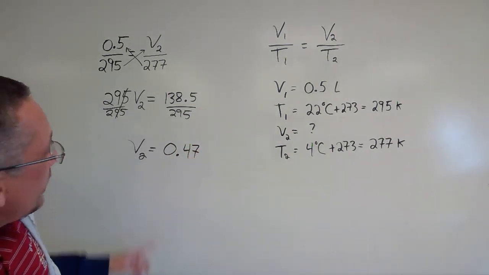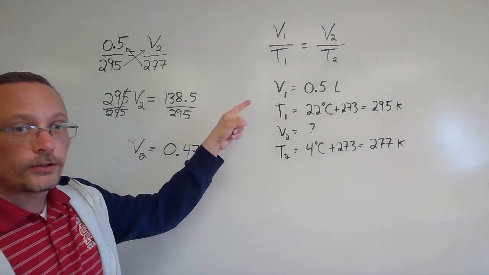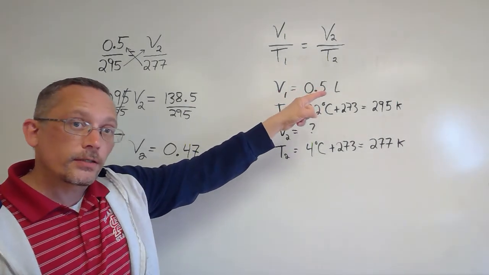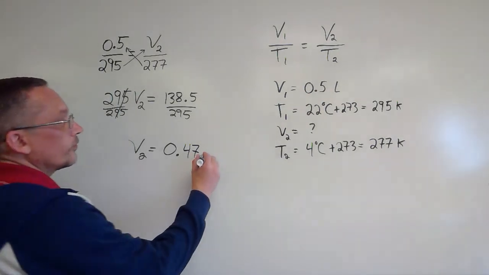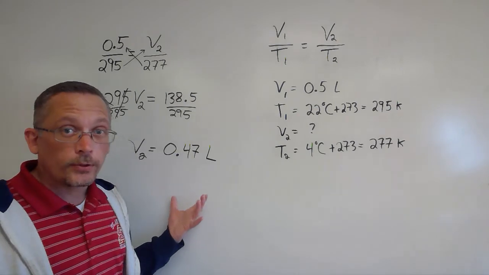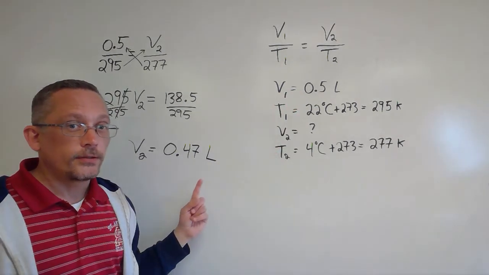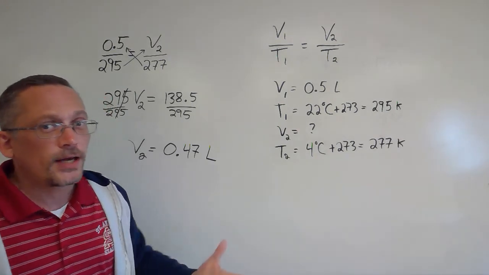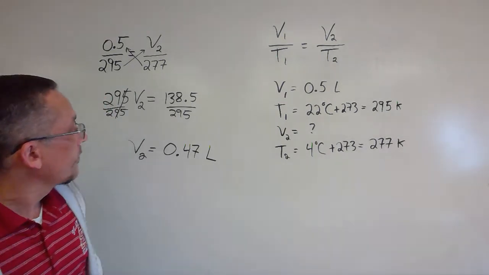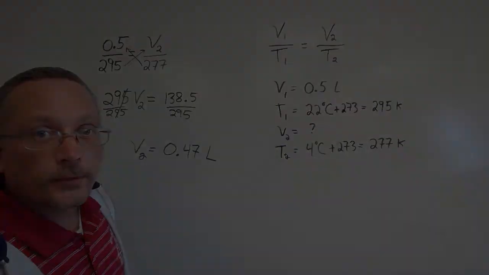Okay. Now that is a volume, and so it should have the same units as the other volume. The other volume was in liters. So this one should be 0.47 liters. So you can see putting a balloon in your refrigerator takes it from 0.5 liters to 0.47 liters. It's not a big difference, right? But it's not a hard problem. So there we go. There's our other example.